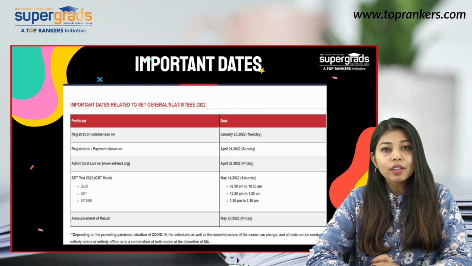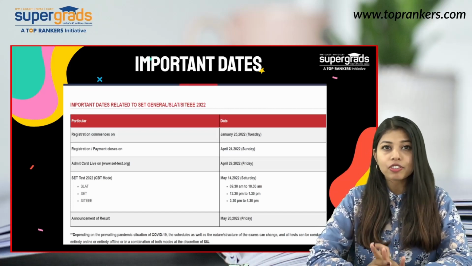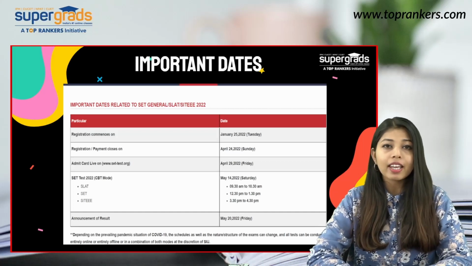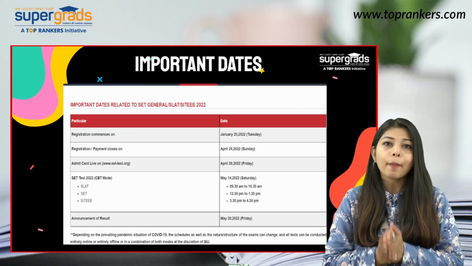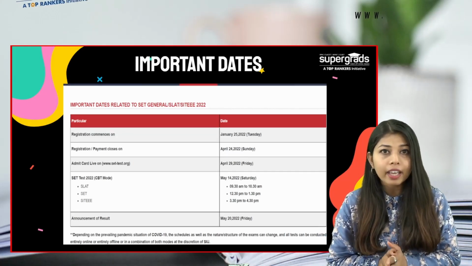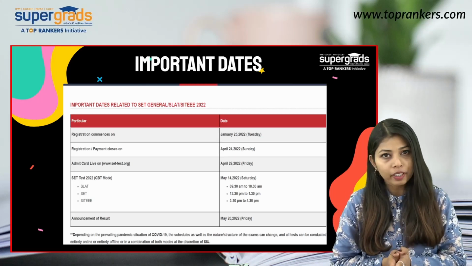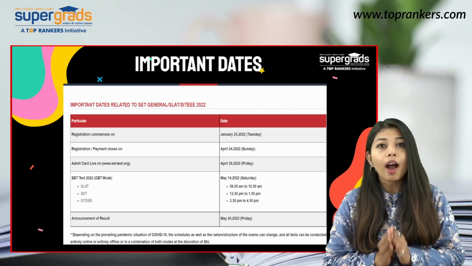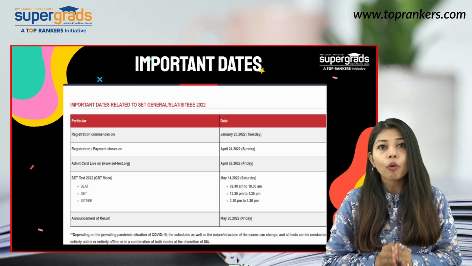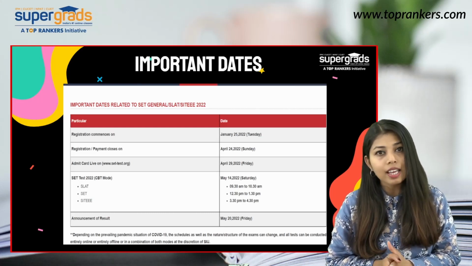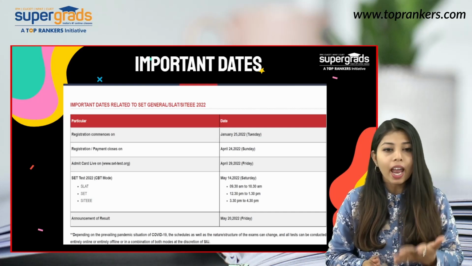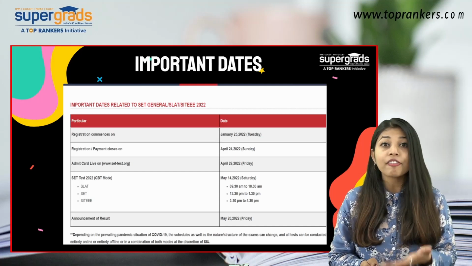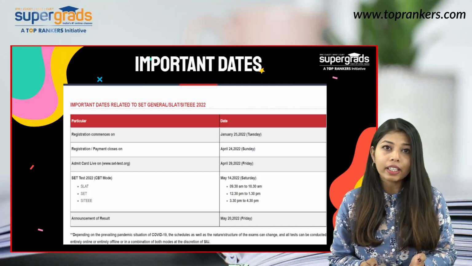Now, students, as you can see, this is the official date structure released by Symbiosis University, wherein, as I already mentioned, the application process began on 25th of January. It will go on until 24th of April. You have until 24th April to fill the form, and the last date on which the university will be accepting the fees is 29th of April.